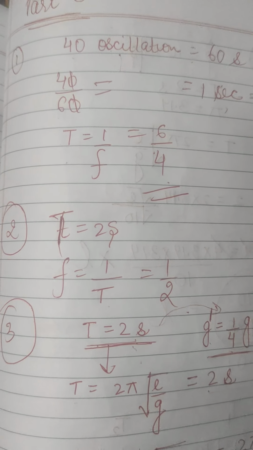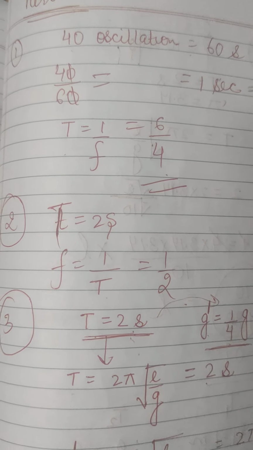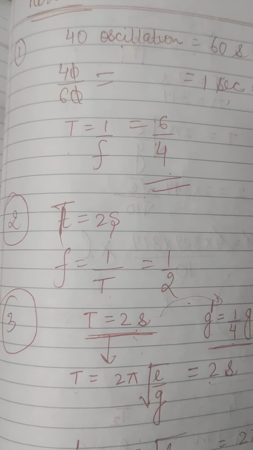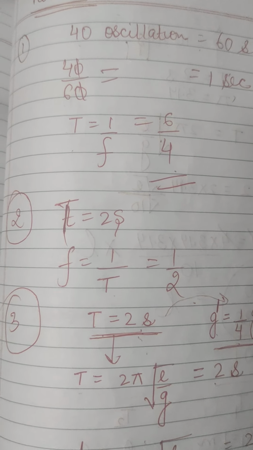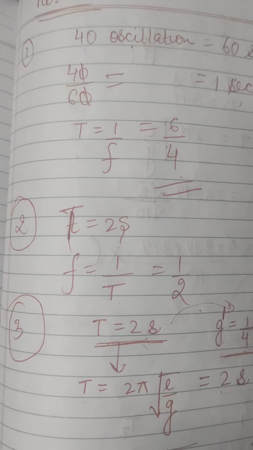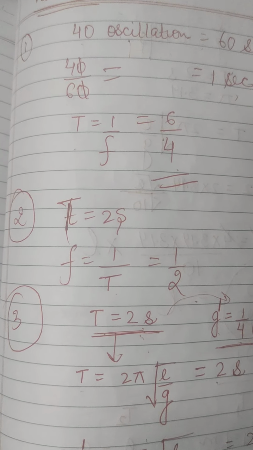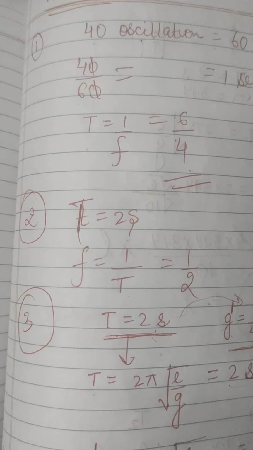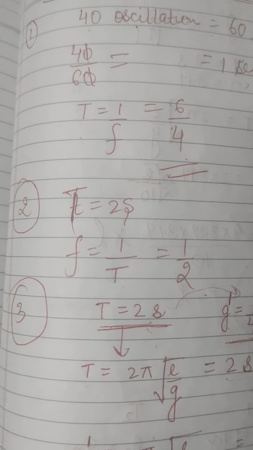Next, we have the time period of a simple pendulum as 2 seconds. The time period is given to us, and you have to find the frequency. So frequency is equal to 1 upon T. So the answer is 1 by 2, or it's equal to 0.5. What name is given to such a pendulum? That is a seconds pendulum.